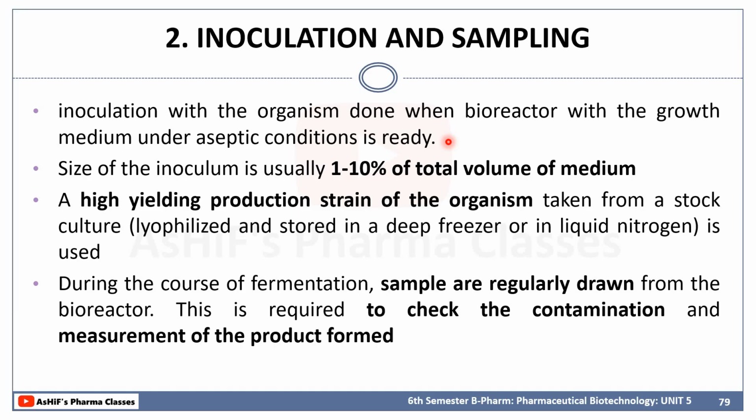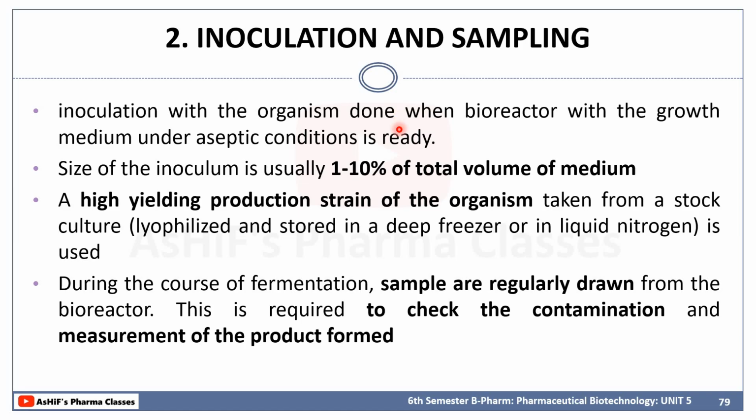If you are going to take 1 lakh liter of the culture media, we will take almost 10% of that volume. So a high yielding product strain of a microorganism is usually taken. Sometimes there will be the same microorganism with different strains, and many strains will give different percentage yields. So we have to take a strain which has high yielding ability.